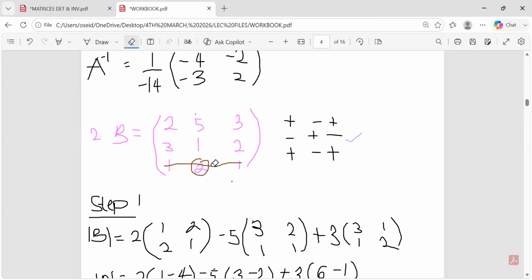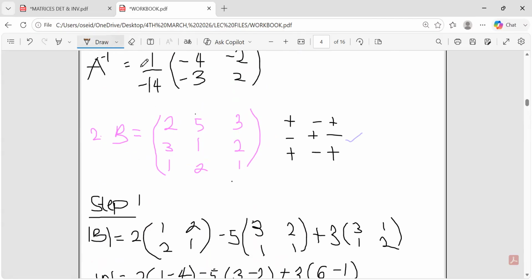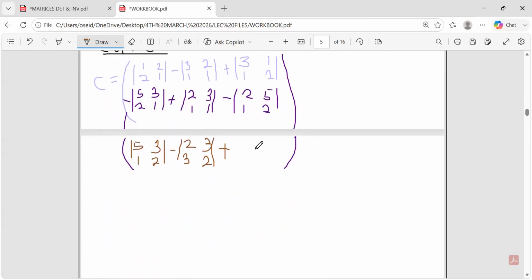So we assume that column 3 does not exist, row 3 does not exist. So we are going to get 2, 5, 3, 1. So we have 2, 5, 3, 1. Good.